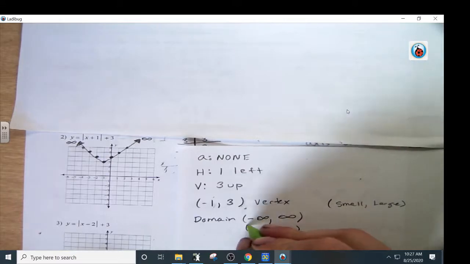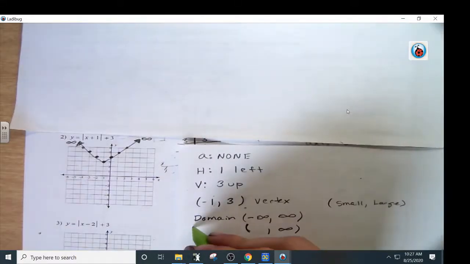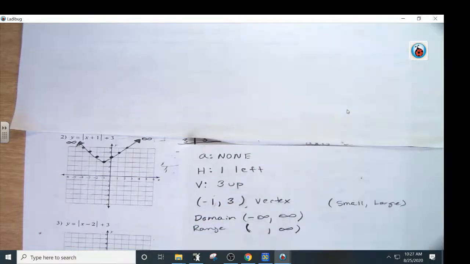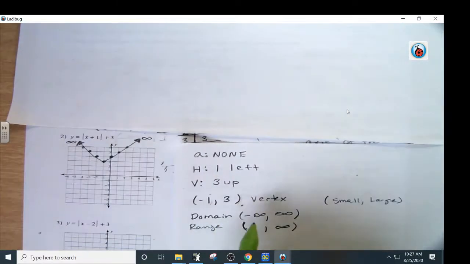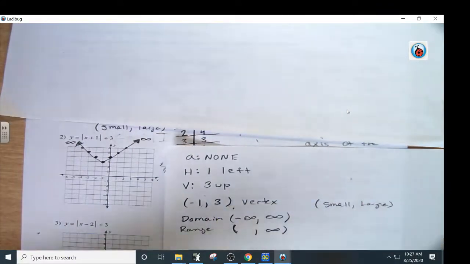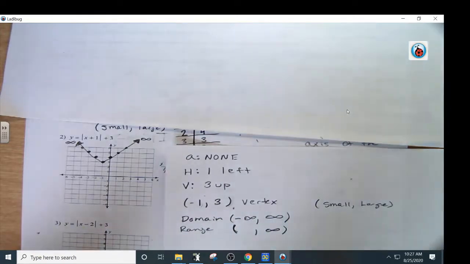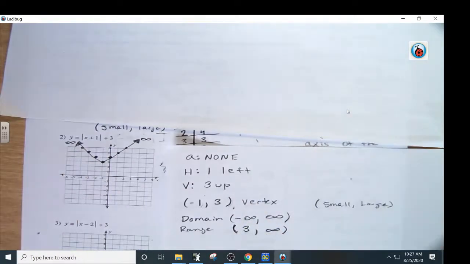Now, what is the smallest number in my range? Just blurt it out, somebody knows. This is your range, right? Range deals with the y values, right? Your smallest number in your range will always be the y value of your vertex. Guys, your range will always be negative infinity to the y value of the vertex, or the y value of the vertex to positive infinity. It's always going to be one of those two. That's your domain and your range.